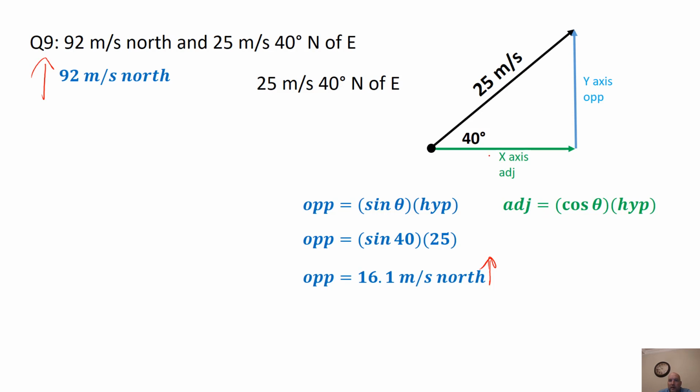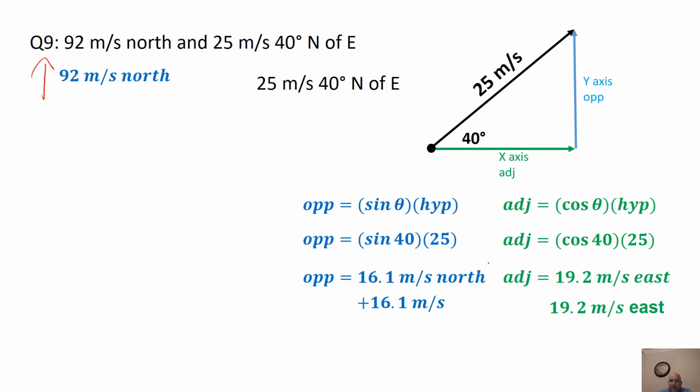But let's go ahead and find the single x-axis. The cosine to get the side, it's going to be cosine angle of the adjacent over hypotenuse, which leads you to this. Cosine of 40 times 25, we're going to get 19.2 meters per second east. So we're going to have one vector going east, and then these two added together will be one large north vector.